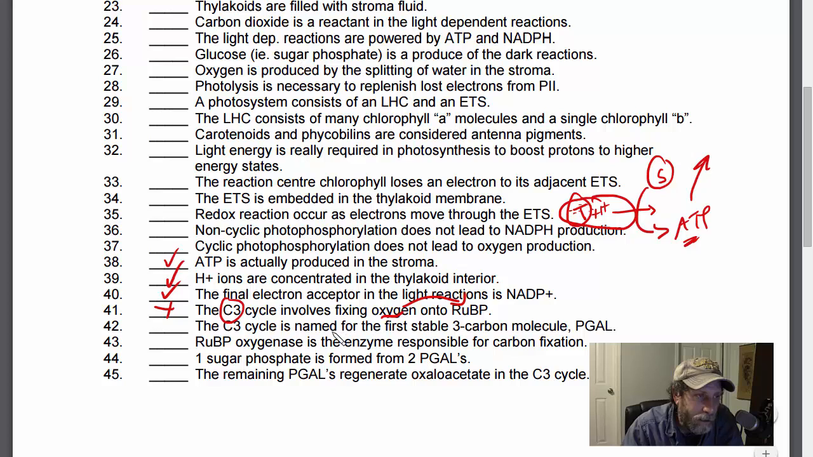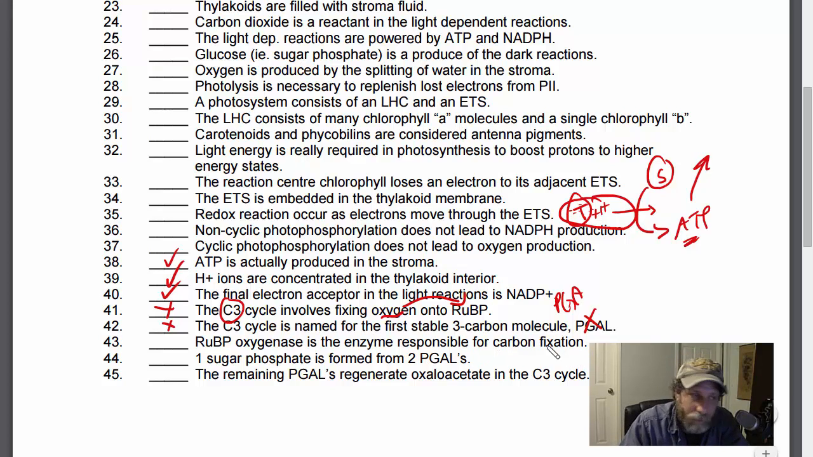The C3 cycle is named for the first stable 3-carbon molecule, PGAL. Now, this is phosphoglyceraldehyde. That's the old abbreviation for it. This is not right. It should be PGA is the first molecule of the C3 cycle. So this is false.